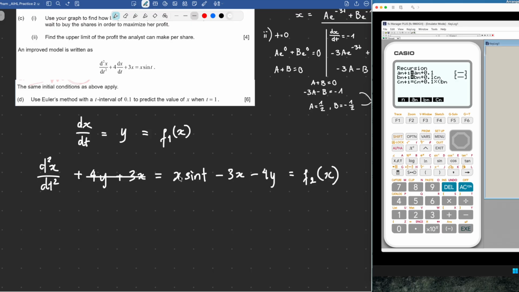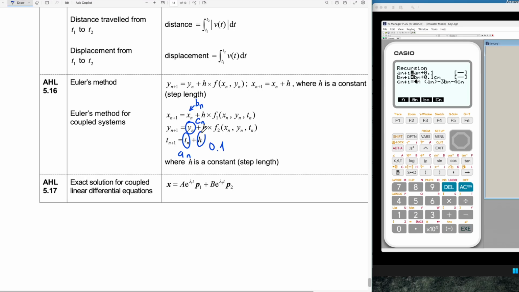So x here is bn, multiplied by sine of t, where t is an. Let me put another bracket for an, and then close the bracket for the sine. Then minus 3 times x, which is bn, and then minus 4y, where y is cn. Finish. So here are the 3 equations in the recursion for the Euler method, which you use based on this formula sheet.